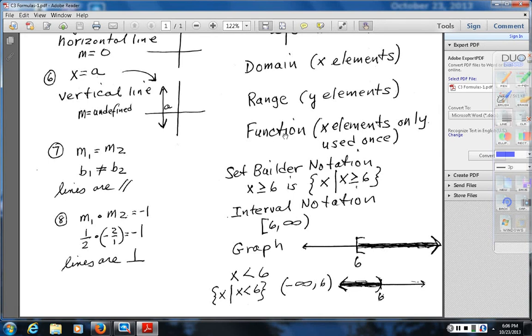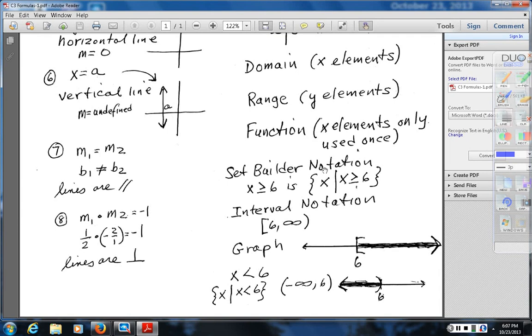Now a function, by definition, is if the x element in a series of ordered pairs is only used once every time. It's only used once. So if you have a -1 and a 2, and a 2 and a -3, and a 4 and a -5, you have a 2, 3, 4. Those are different. So that would be a function.